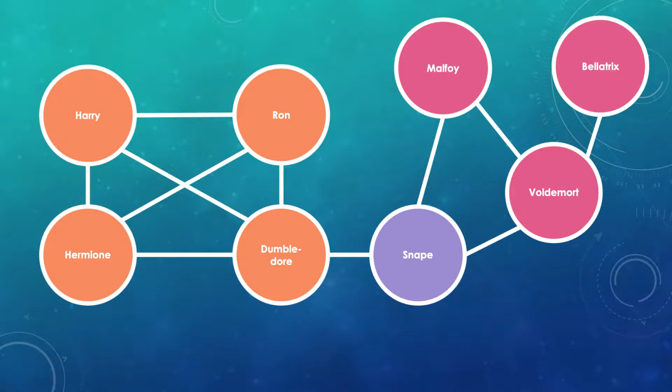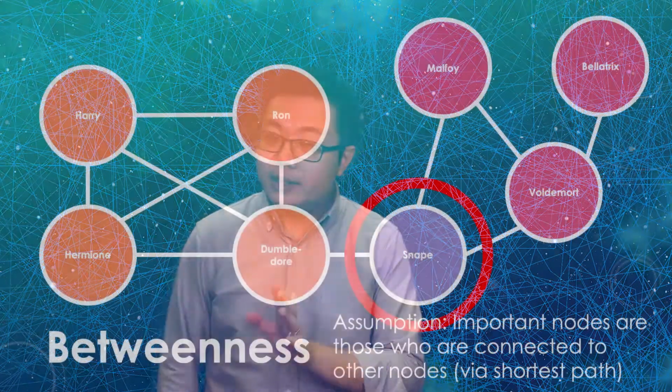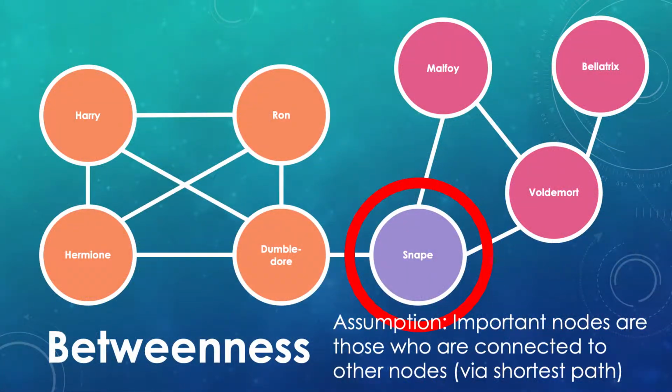Another concept is known as betweenness. Betweenness assumes that important nodes are those who are connected to other nodes via the shortest path. These are key people that connect others to one another. So who has the highest betweenness? In this network, Snape has the highest betweenness.